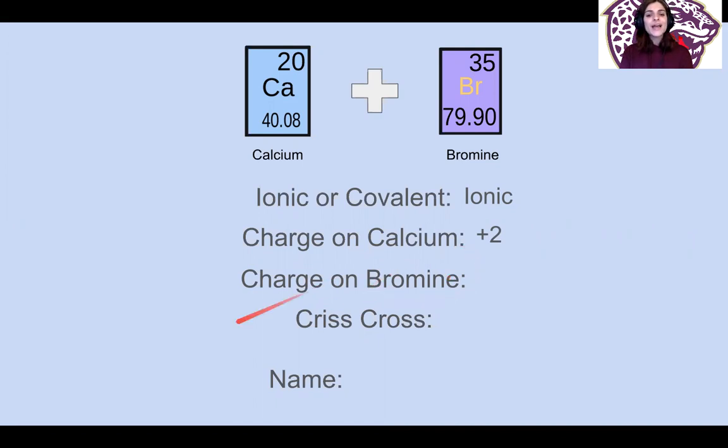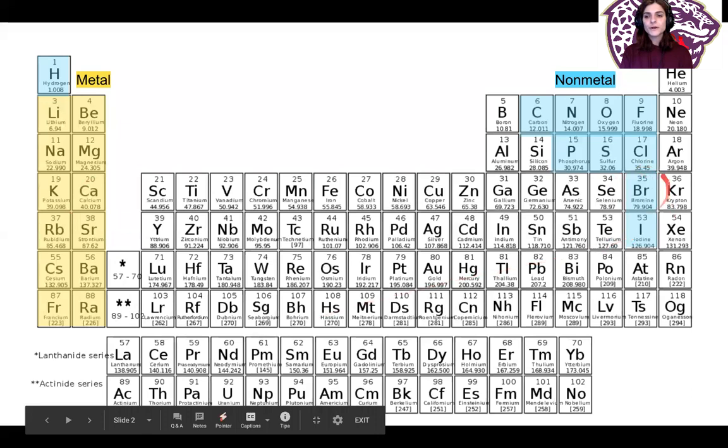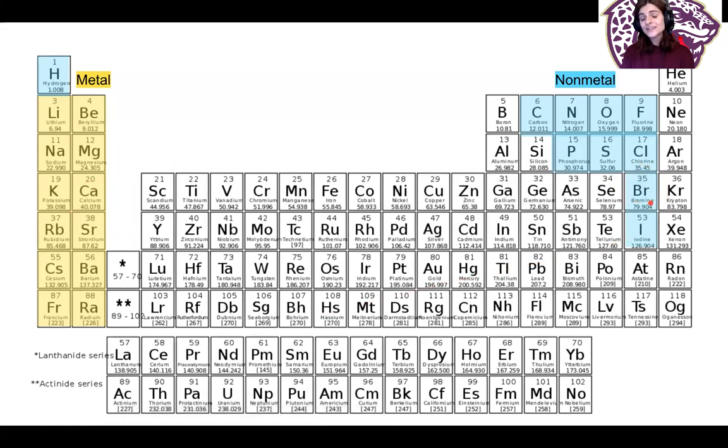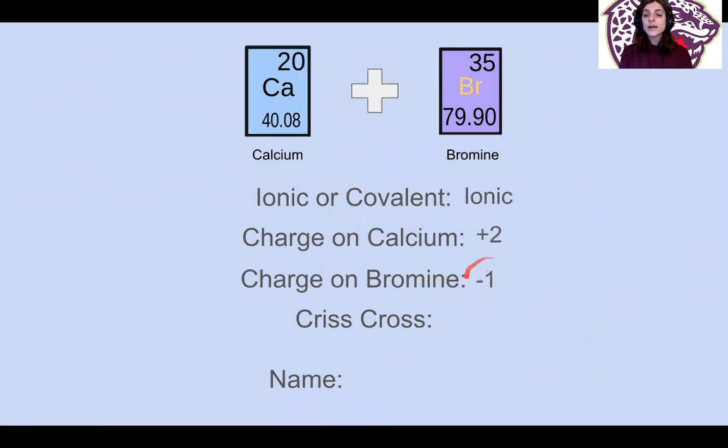Now let's look at bromine. Bromine's over here. And notice it's right next to the noble gases. And the noble gases never have charges on them because their valence electrons, their octet is completely full. They don't want any electrons. They're good. I'm fine. So bromine needs one more electron. So due to that, it'll gain one more electron for it to be happy. So it'll have a -1 charge.